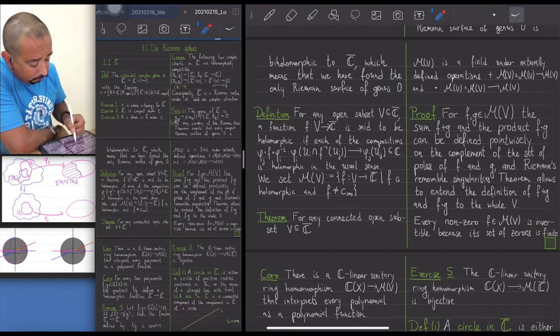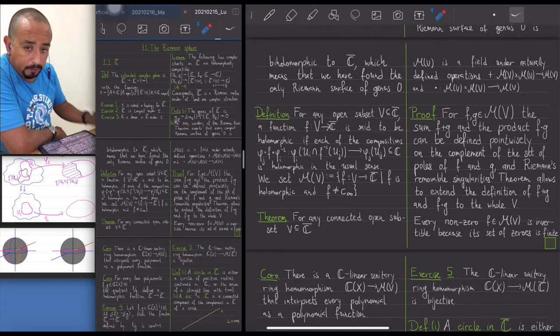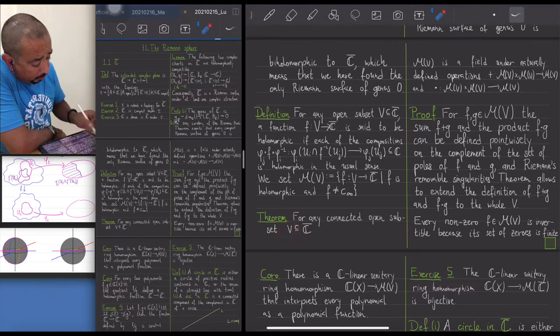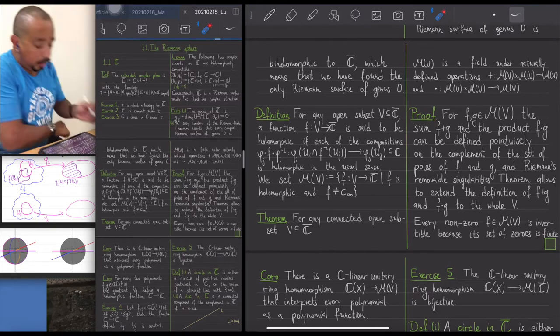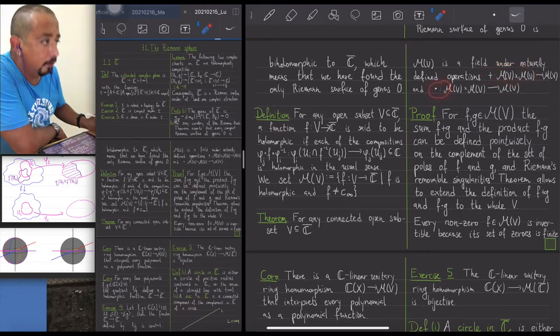Okay, and then there's an interesting fact, which is that first of all, it always is a commutative C-algebra, so a commutative algebra over the complex numbers, with the operations defined naturally and somehow pointwise almost everywhere. I will go into that in a moment. And if the set V is connected, then M(V) is actually a field, not only a commutative C-algebra.